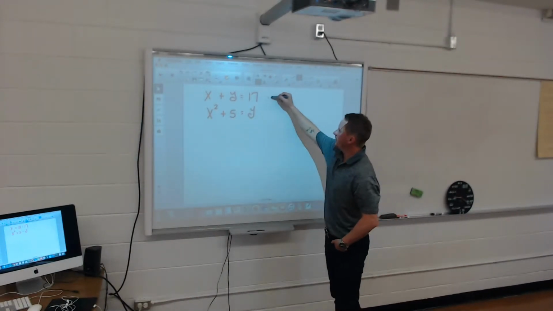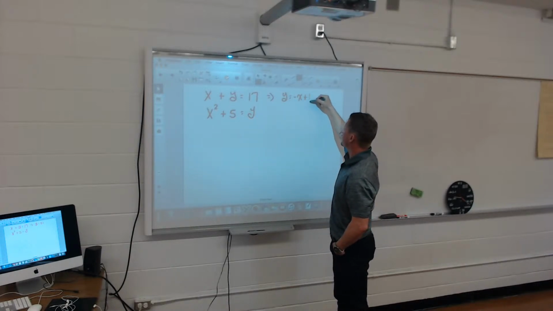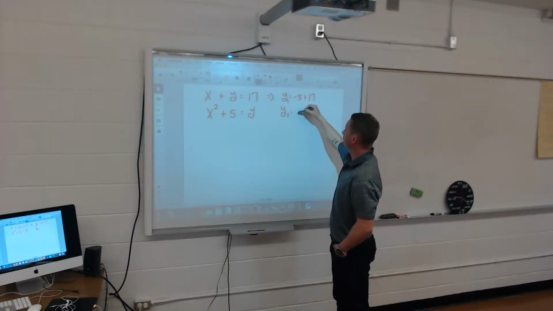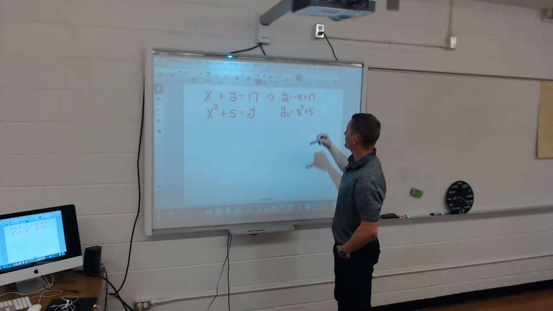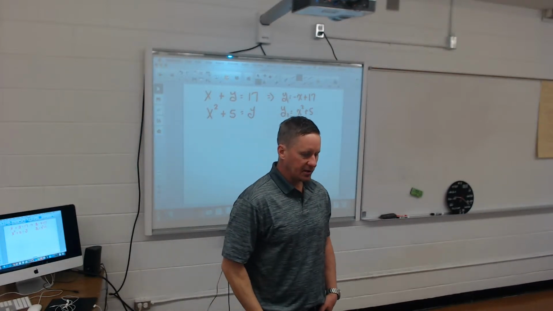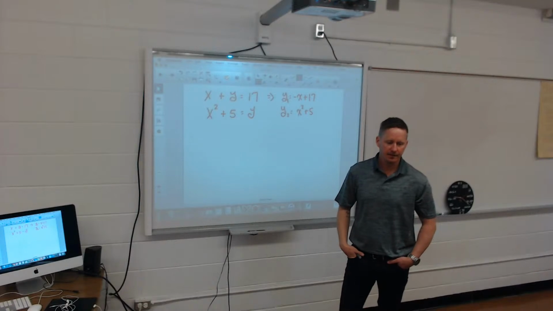So this one I'm going to convert to y equals negative x, add 17. That'll be my y1. And my y2 is x squared plus 5. And then we want to find out how many solutions we have by graphing the two.